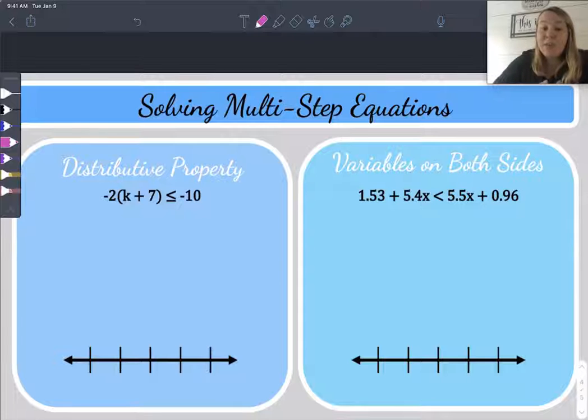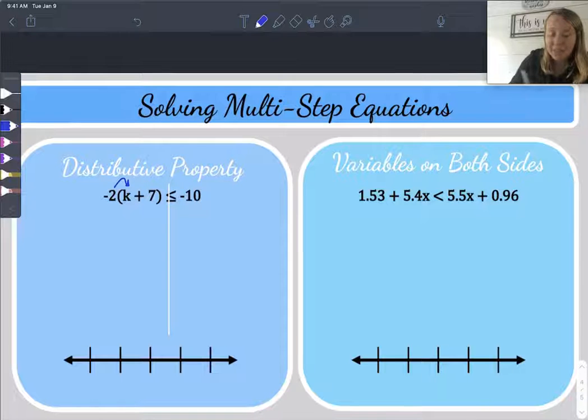For the next two, we're going to be looking at the distributive property and variables on both sides. So I'm going to draw my line for the first one on the left. When I go to distribute my -2, I have to make sure I multiply it to both values inside the parentheses. So -2 times k gives us -2k. -2 times 7 gives us -14. And then we have our less than or equal to symbol, and then -10.